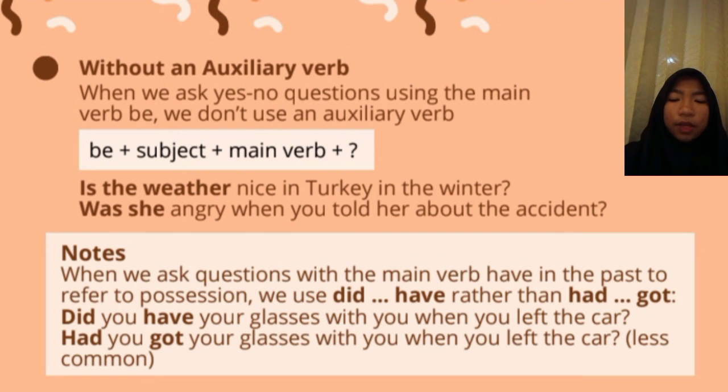Without an auxiliary verb, when we ask yes/no questions using the main verb be, we don't use an auxiliary verb. The formula: be plus subject plus main verb. The examples: is the weather nice in Turkey in the winter? Was she angry when you told her about the accident? When we ask a question with the main verb have in the past to refer to possession, we use did have rather than had. Did you have your glasses with you when you left the car? Had you got your glasses with you when you left the car?